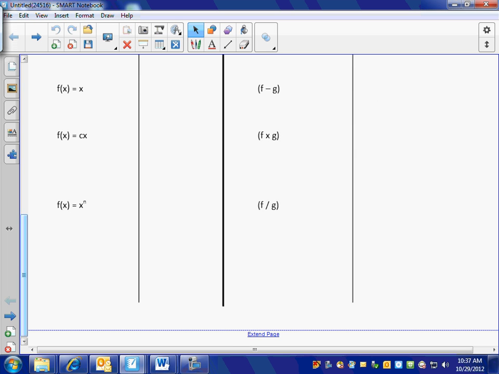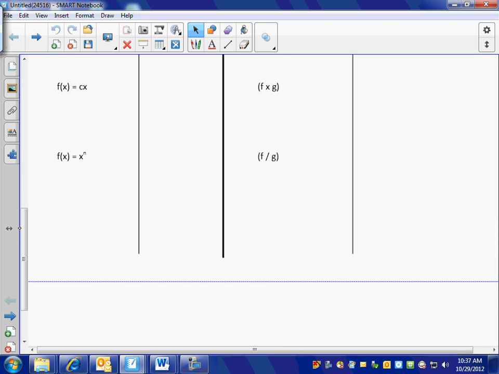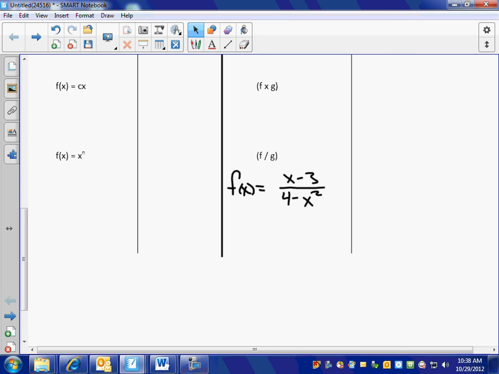So to Chrissy's point, she says, what if we have a quotient? How do we handle that type of situation? Well, first of all, you can express it as a power if we would like to, but let's suppose that you have something that looks like this. Let's suppose that you have f of x is equal to x minus 3 over 4 minus x squared. Could you find the derivative of that? Well, in fact, we can.